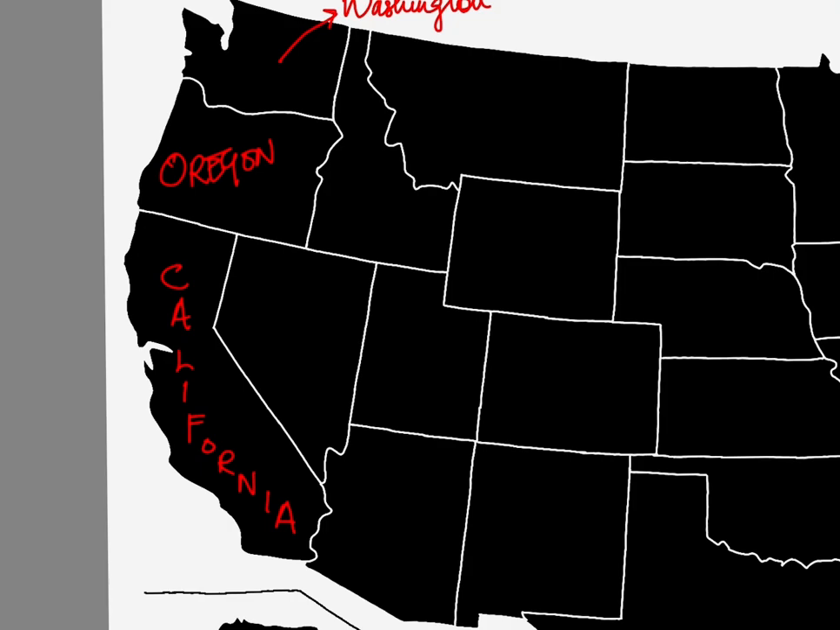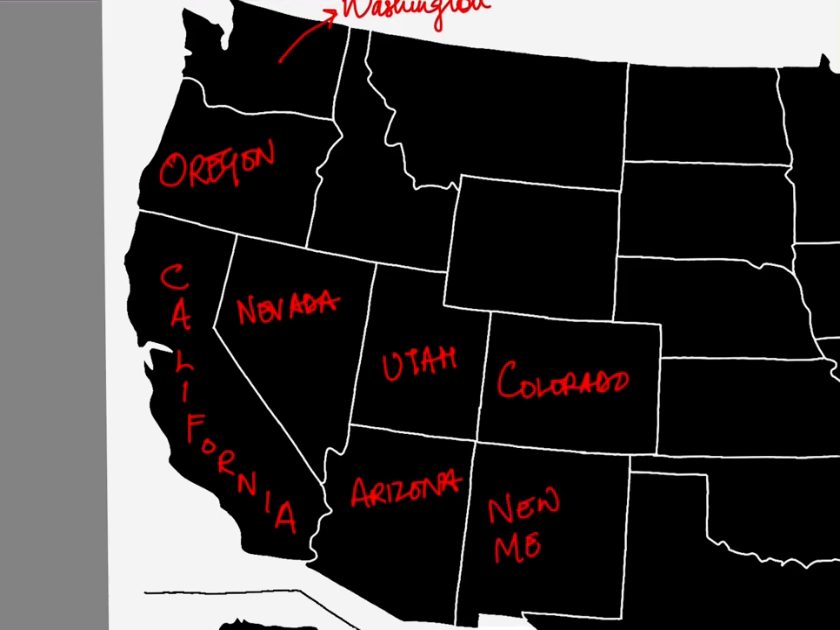Towards the east of California, we have Nevada. This is the state of Nevada. And towards the east of Nevada, we have Utah. And towards the east of Utah, we have Colorado. On the southern side of Utah, we have Arizona. And towards the east of Arizona, we have New Mexico. So far, so good, I believe.